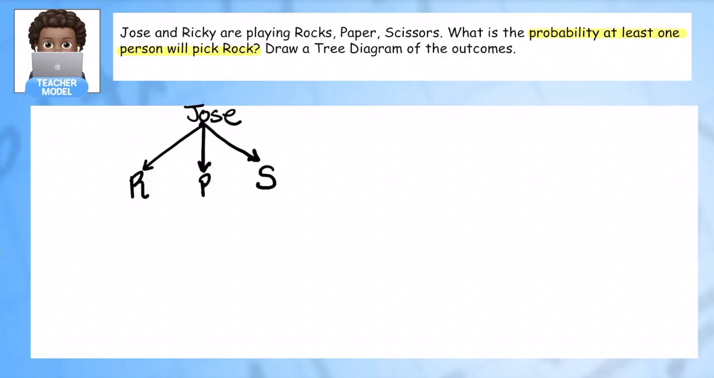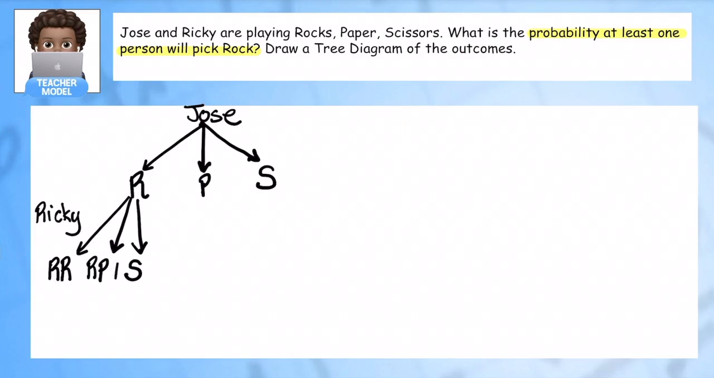So now we're going to add the second event, which is Ricky. And let's say Jose puts out rock. Ricky might also put out rock, or paper, or scissors. So now you can see there are already 3 possible things that can happen. It can be a rock and a rock, where Jose has a rock and Ricky has a rock. Jose has a rock and Ricky throws paper. Jose throws rock and Ricky throws scissors.